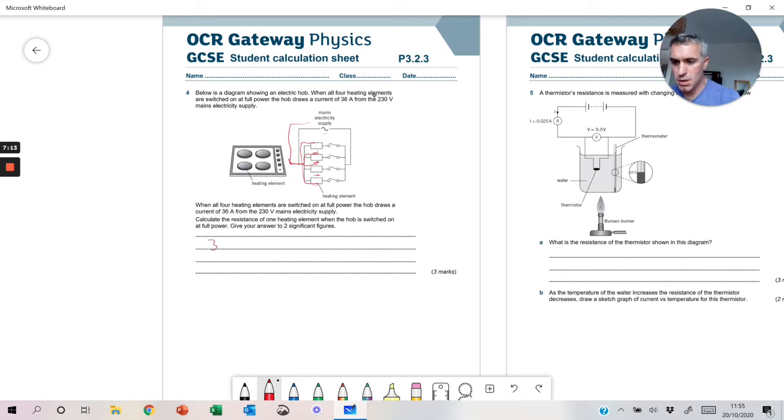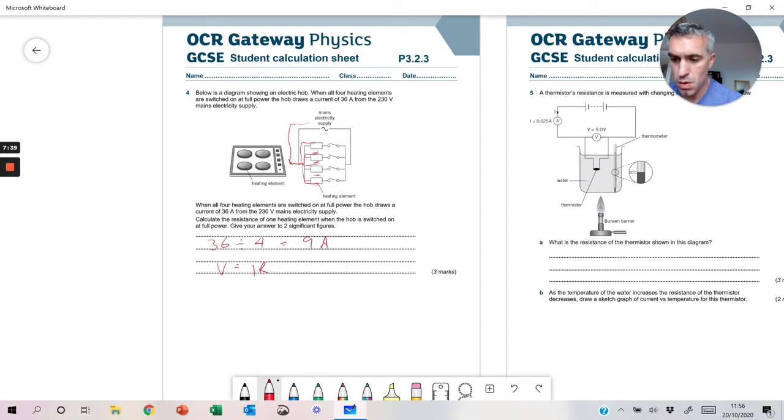So 36 divided by 4 equals 9 amps in each one. If we get 9 amps in each one, so we know V equals IR.